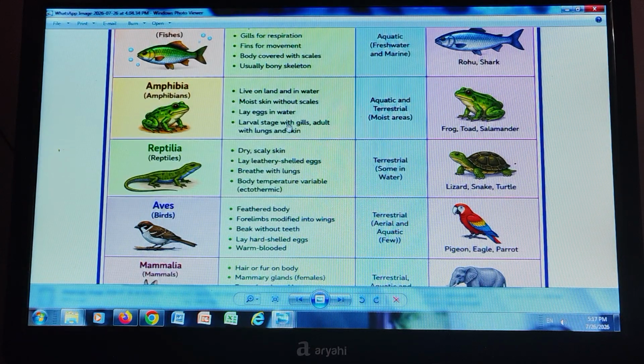Larval stages will have gills. Adults with lungs and skin. So adults have both lungs and skin for respiration, and larval stages will have only the gills. During the development of the larva, the gills will disappear and develop lungs and moist skin. So they are aquatic and also terrestrial. They have moist areas also, we'll see.